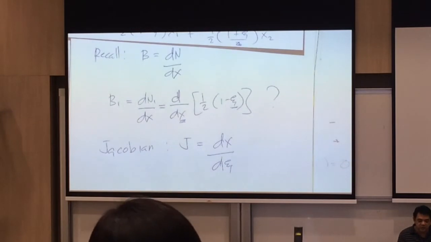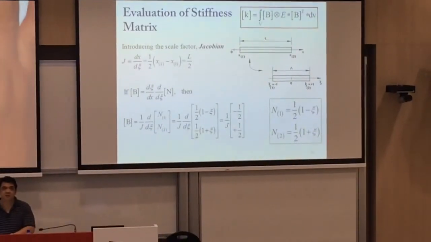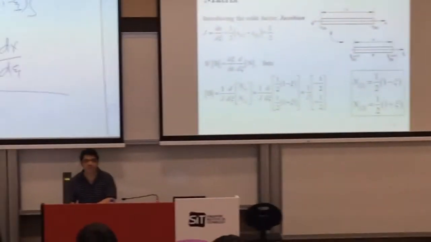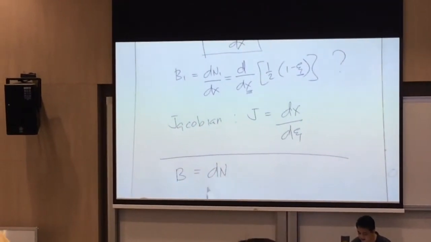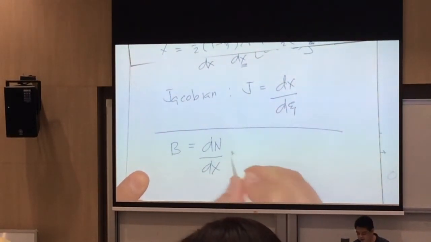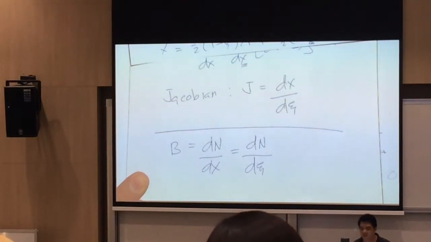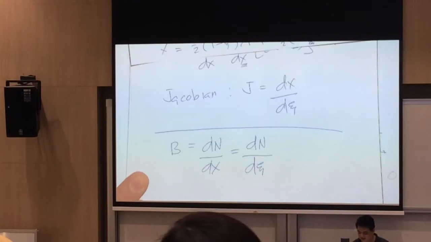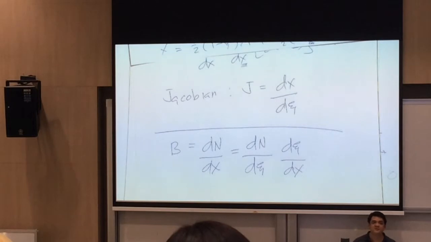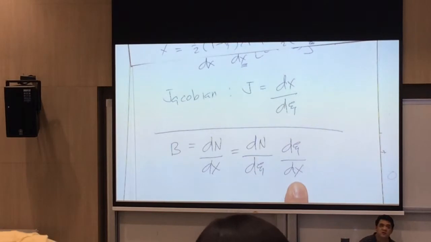So, what we're going to do now, from here, we have B equal to dN dx. By chain rule, we can have this one to be dN dc, and then this one is the inverse of your Jacobian.